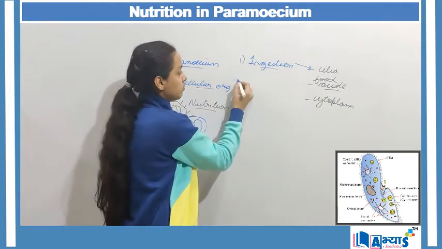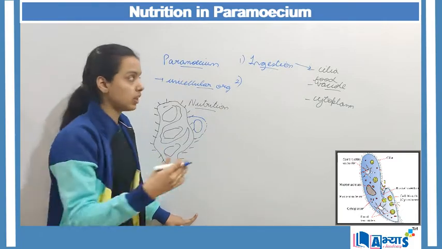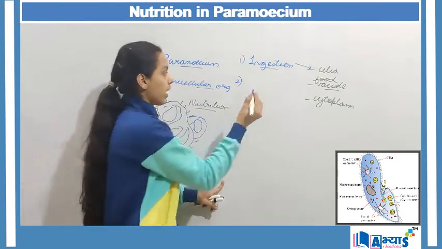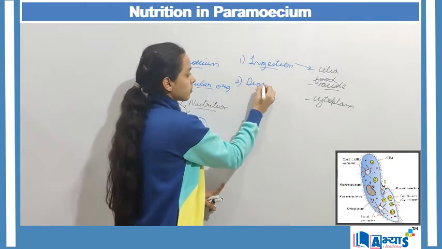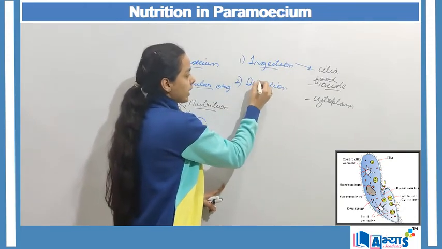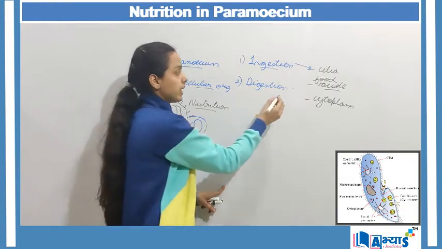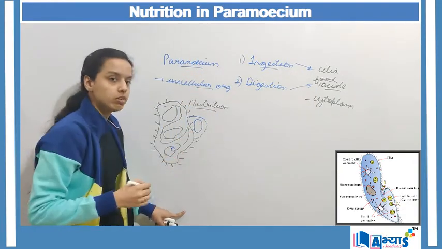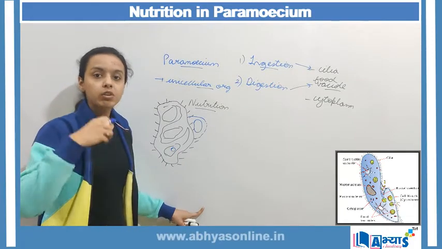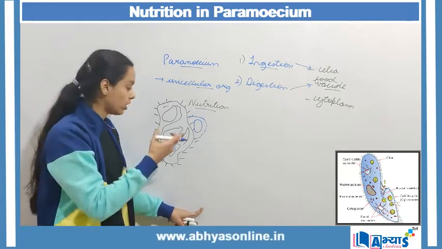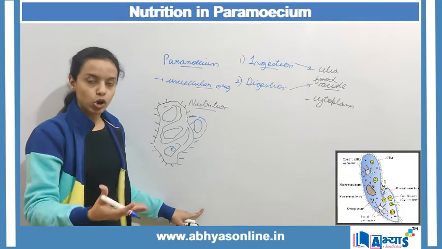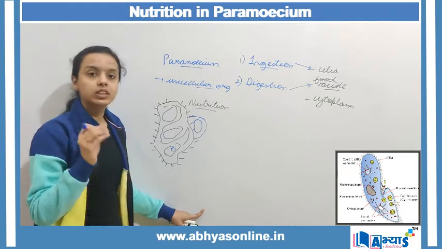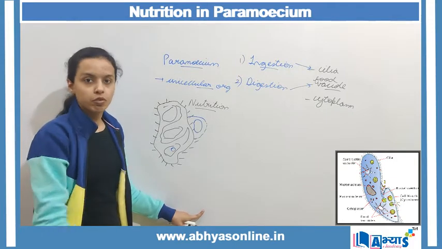The second step in the nutrition of paramecium is referred to as digestion. This digestion takes place in the food vacuole. When the food has reached the food vacuole, various enzymes will act on this food to get the nutrients from it. So this digestion is taking place in the food vacuole.